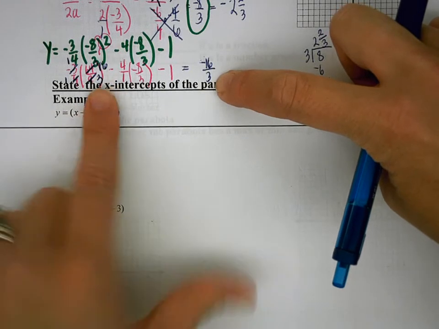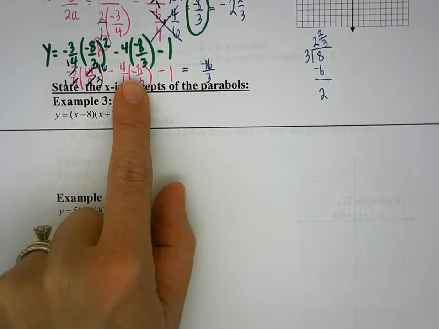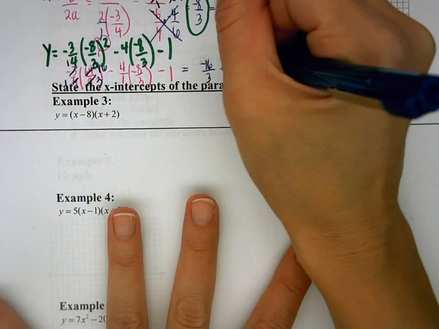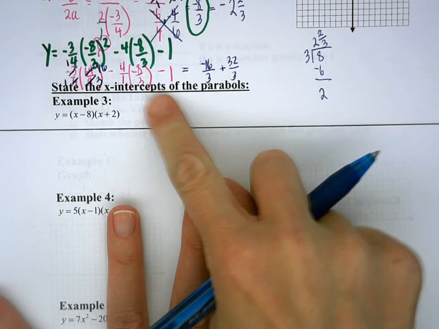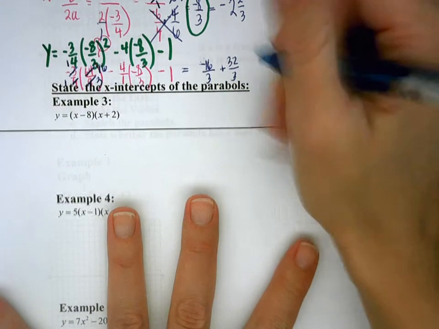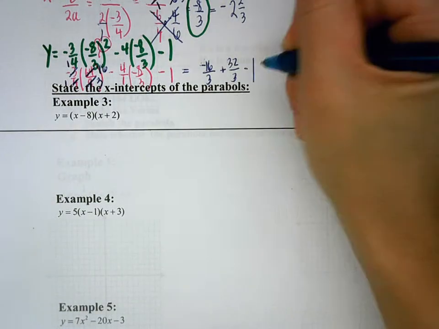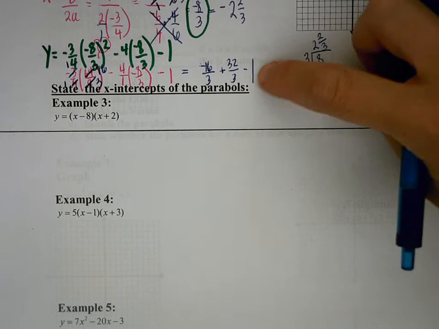Okay, on this next one, on the top, negative times a negative makes a positive, and on the top we have 4 times 8, which is, and on the bottom we have 3 times 1, which is, and then I have a minus 1. Well, when you're adding and subtracting fractions, you want them to have what? Common denominators. So I'm going to change this 1 to be what?